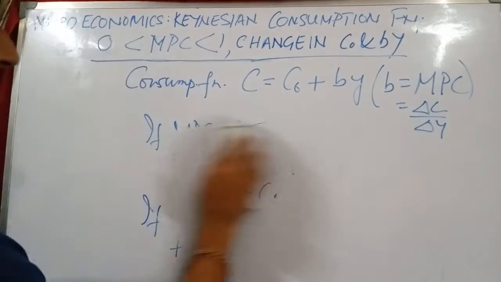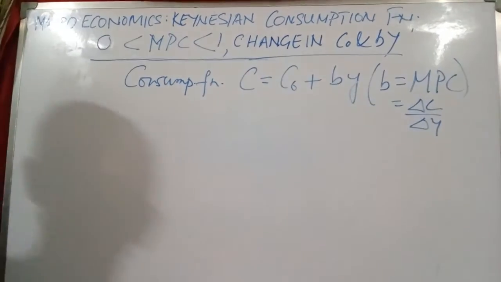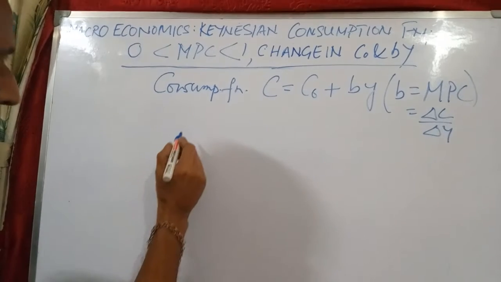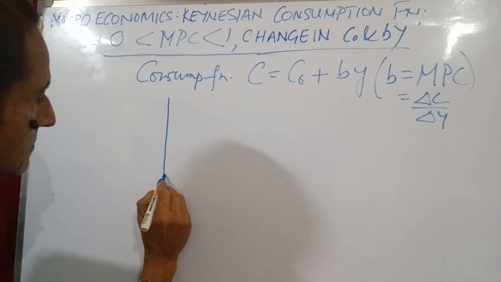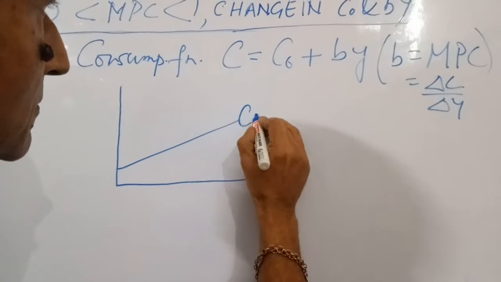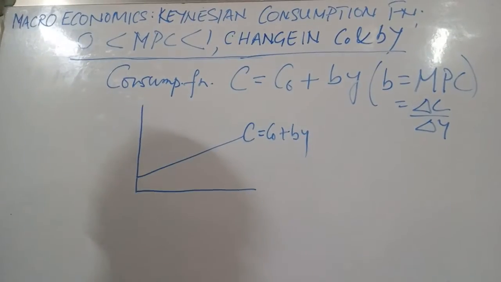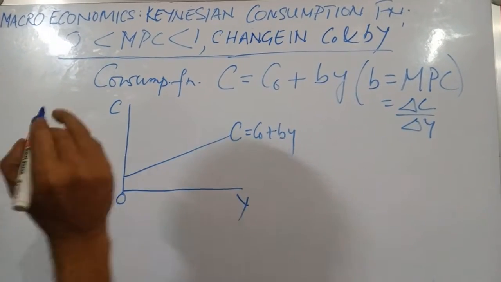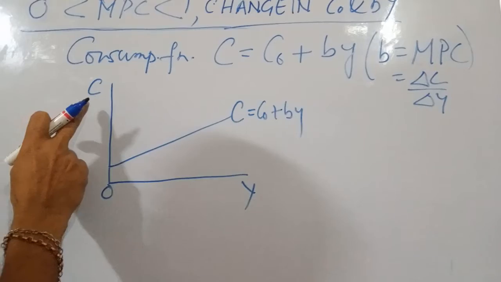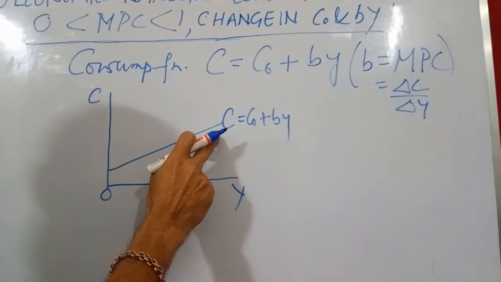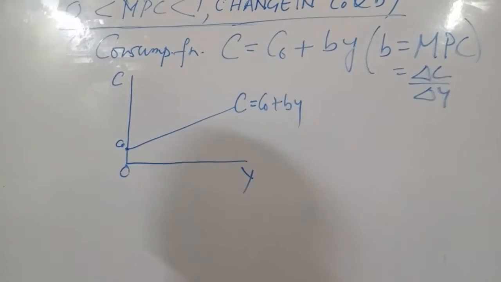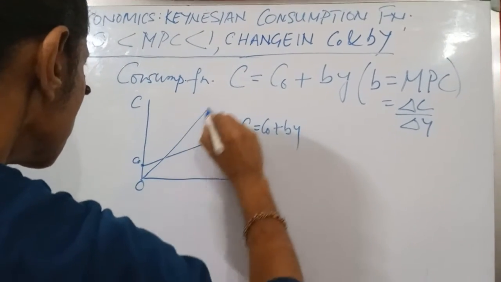Now, diagrammatically, we shall learn how we can arrive at the conclusion that MPC is greater than 0, less than 1. Okay? Please look at this diagram carefully. On the x-axis we measure income, and on the y-axis we measure consumption. This is the consumption line, C equals C0 plus By. This is the autonomous consumption, C0. Now, this is the 45-degree line.